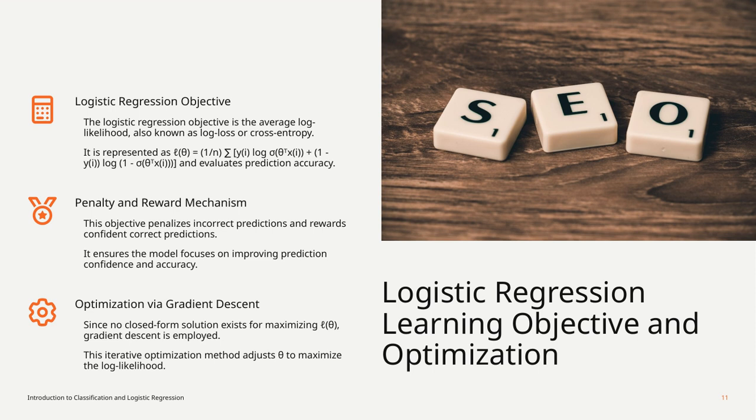It helps us adjust our parameters step by step, gradually improving the likelihood until we reach the best possible fit. In summary, understanding this objective and the way we optimize it is fundamental because it ties together how we measure our model's success and how we improve it. Key themes that resonate throughout our exploration of classification techniques.